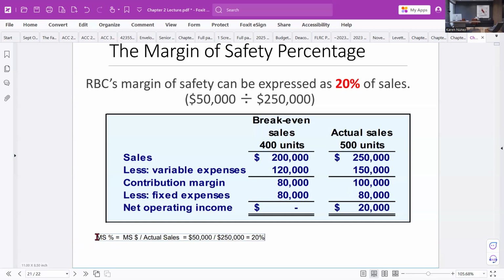So that cushion of $50,000 actually represents 20%. There's a 20% difference between where we're at and the break-even point. And that's the amount that we could afford to lose and not suffer any losses. But go beyond that 20%, or beyond that $50,000, and we'd be in a loss position. That's what the margin of safety tells us.